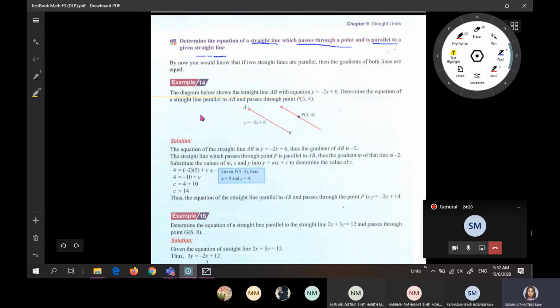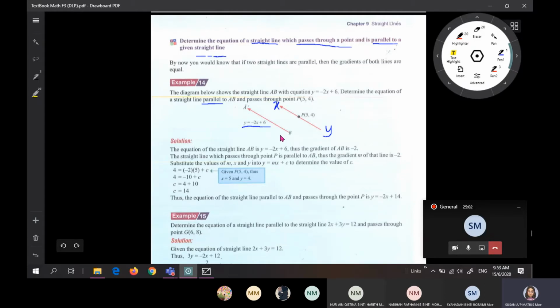Let's look at example 14. The diagram below shows the straight line AB with its equation already given to you. Determine the equation of a straight line parallel to AB. So there is this one line; let me name it XY. On this line, they have given you a point. What do you remember about parallel lines? When a line is parallel to another line, it shares the same gradient.